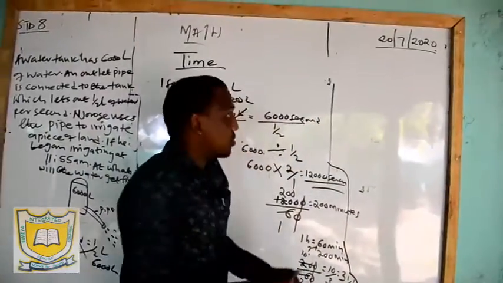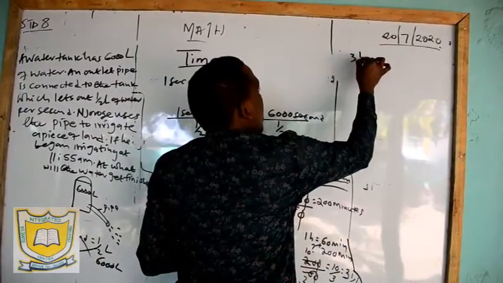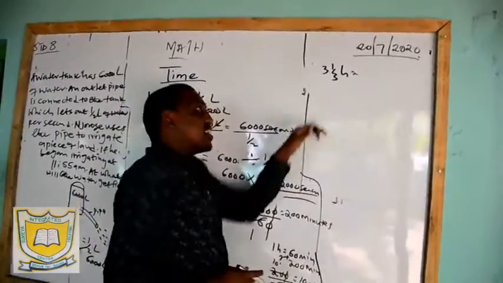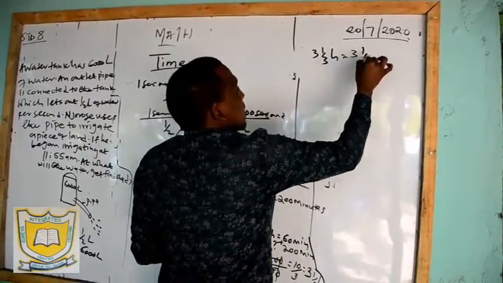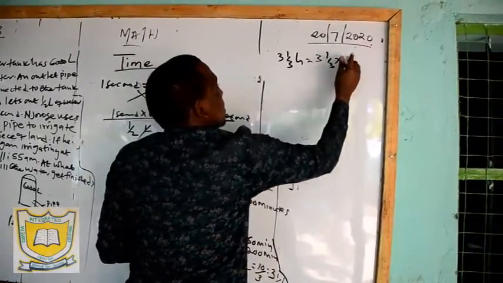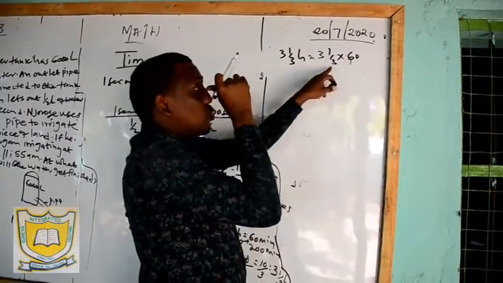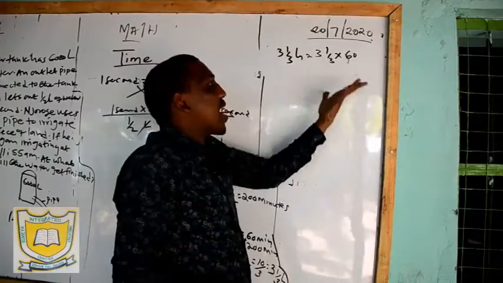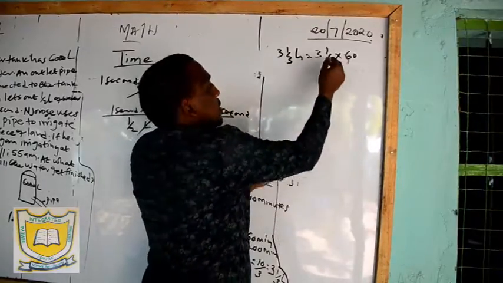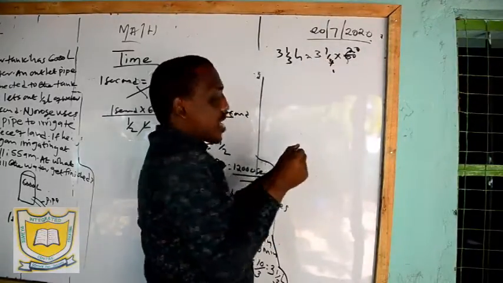3 and a third hours. So we have 3 and a third hours. Let us change this one into minutes now. So we have 3 and a third times 60. Whenever you have a fraction, you multiply it by 60. I said earlier, a half is 30. A third times 60, divide by 3, 1 by 3, 20. So a third is 20 minutes.